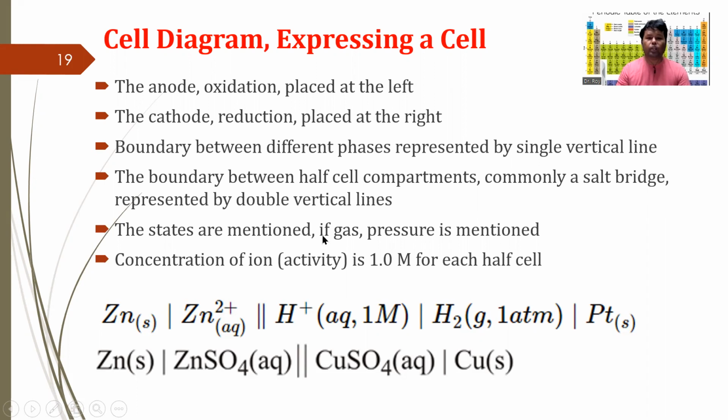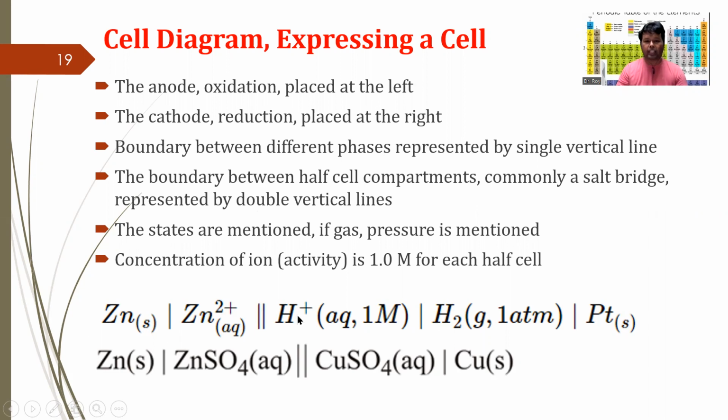Then the states are mentioned, and if it is a gas, the pressure is mentioned. So we need to mention solid, aqueous, or if we have some gas or liquid, whatever the state is. And then the boundary between half cell compartments, commonly a salt bridge, is represented by double vertical lines. Here you can see double vertical lines. By using this, we have the boundary between half cells.